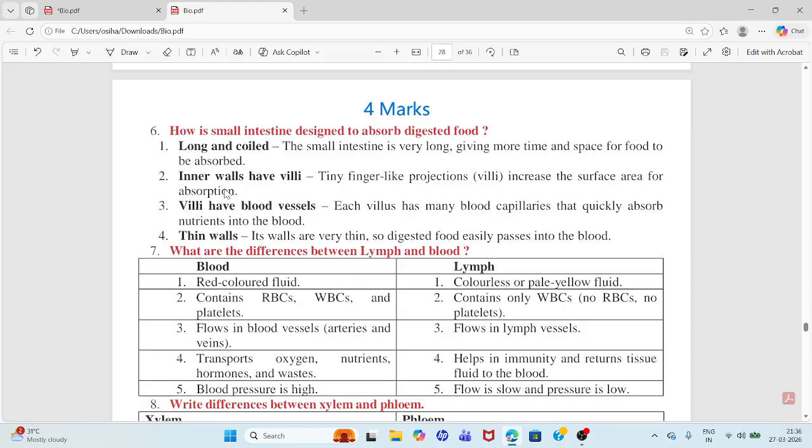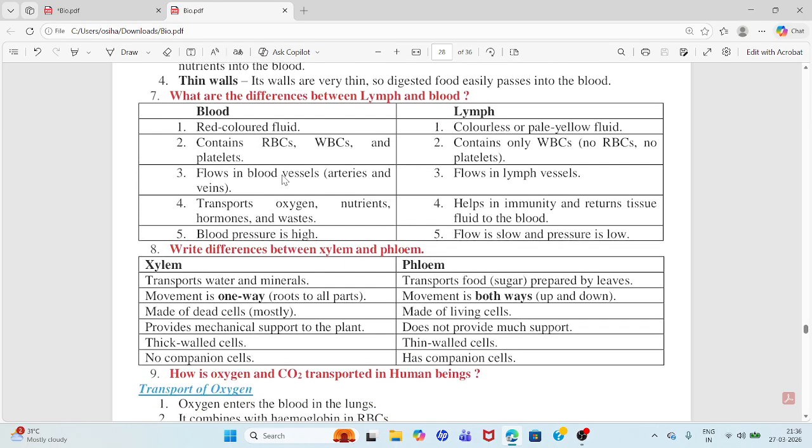Long and coiled, inner walls have villi, villi have blood vessels, thin walls. Okay, learn now. I have said only the side headings. Now you can learn from here. What is meant by long and coiled? The small intestine is very long, giving more time and space for food to be absorbed. So see this, learn this question and answer.